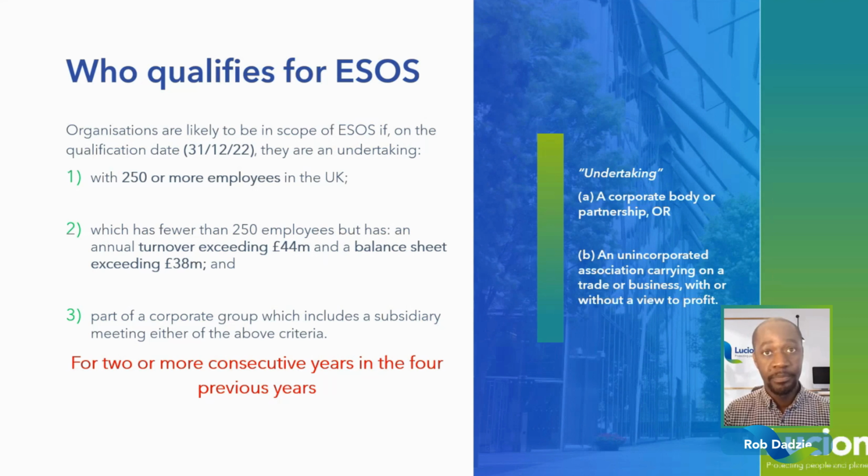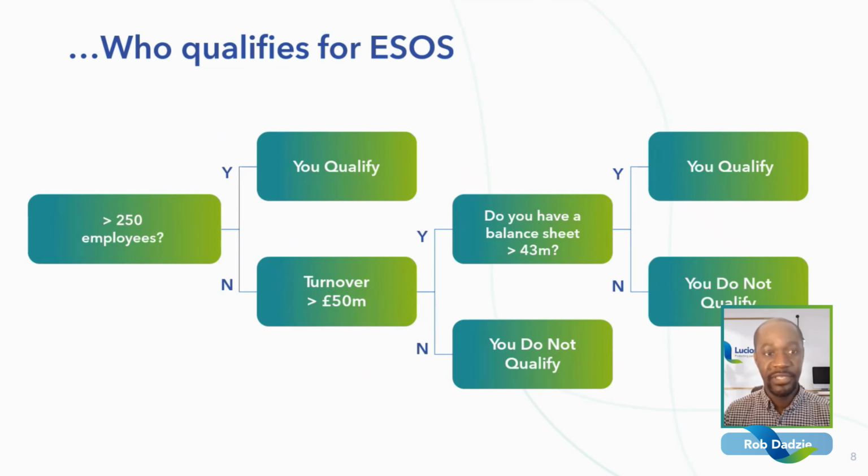Group participation is also complex. If you're operating within a UK group and one of those subsidiaries needs to comply due to meeting either of those two above referenced compliance criteria, then the entire group is likely going to need to comply. Illustrated for you, again, if you meet 250 employees, you qualify. If not, do you meet the threshold criteria for turnover and balance sheet?